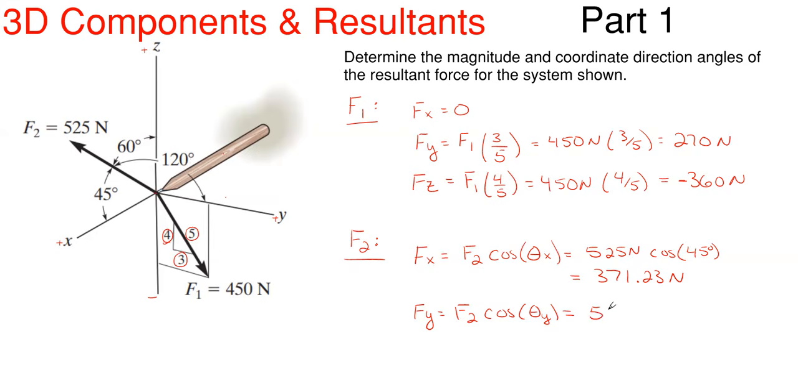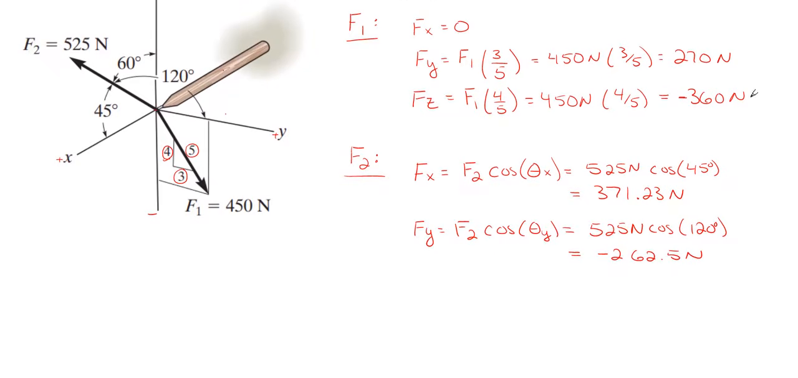So we plug in 525 newtons, cosine of our angle theta y, which is 120 degrees off the positive y-axis. And we end up with a minus 262.5 newtons, which is what we thought we would get, a negative value, because it's in the negative y direction. A lot of little checks that you can do along the way to make sure you're in the right process or in the ballpark.